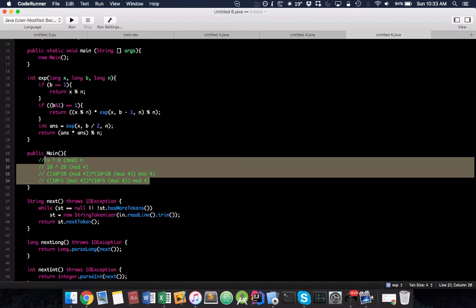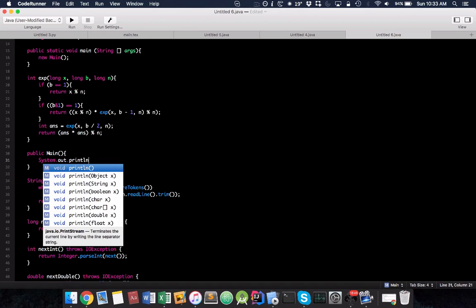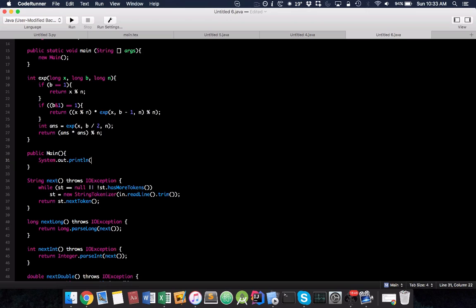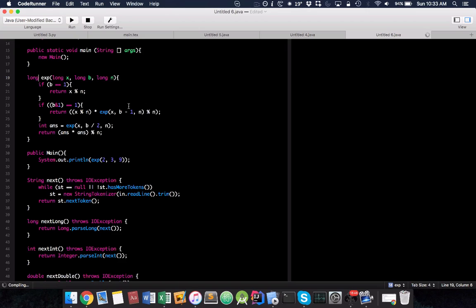So here we have it. Let's give this a quick shot and see if we have any syntax errors. We're going to do exponent 2 to the 3 mod 9, just to see if we get 8. We have an issue. Oh, we should return long, and this should also be long. Okay, so we have 8. So it actually works. Let's try to make this larger. Yeah, it seems reasonable.